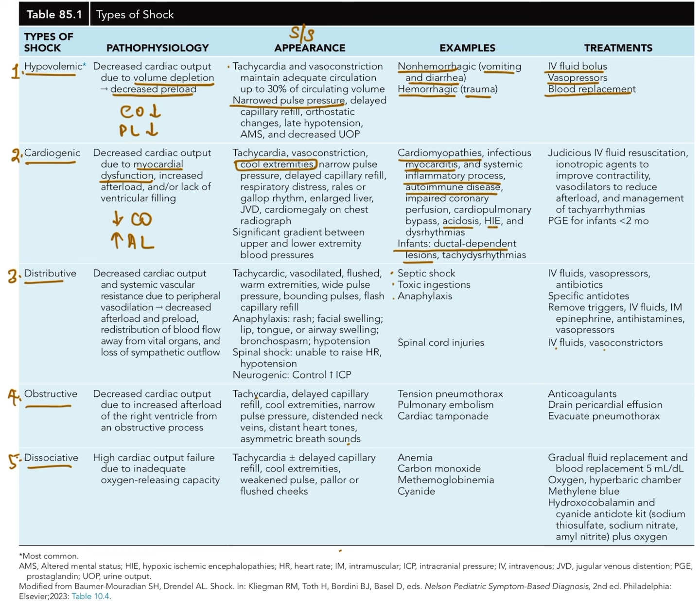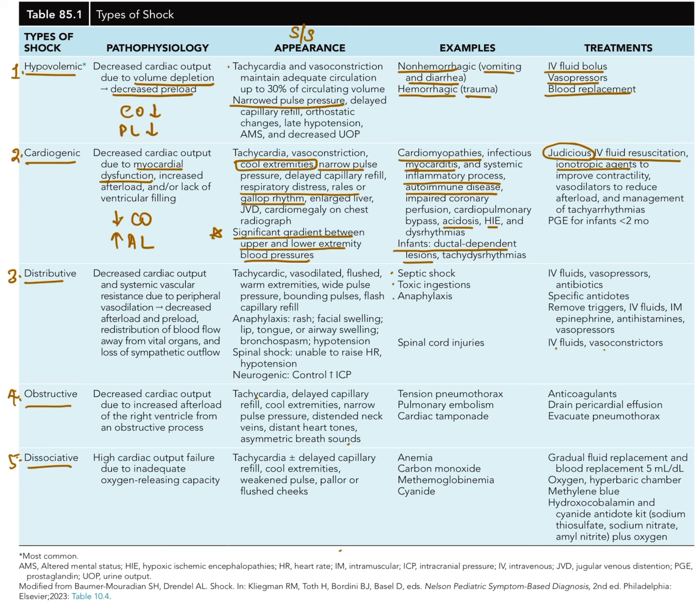There is narrow pulse pressure, same as above. The respiratory distress will be there, rales and gallop rhythm will be there, enlarged liver, cardiomegaly on chest radiograph. The other thing is there is significant difference in BP between upper and lower extremities. In this also we give IV fluid resuscitation, but judiciously, because there are already rales and respiratory distress present, signs of overload can be there.